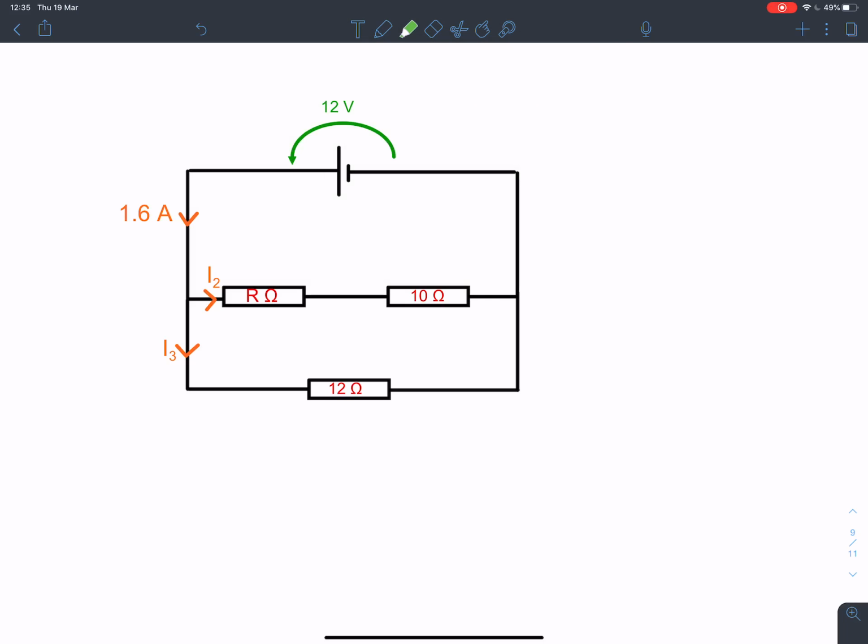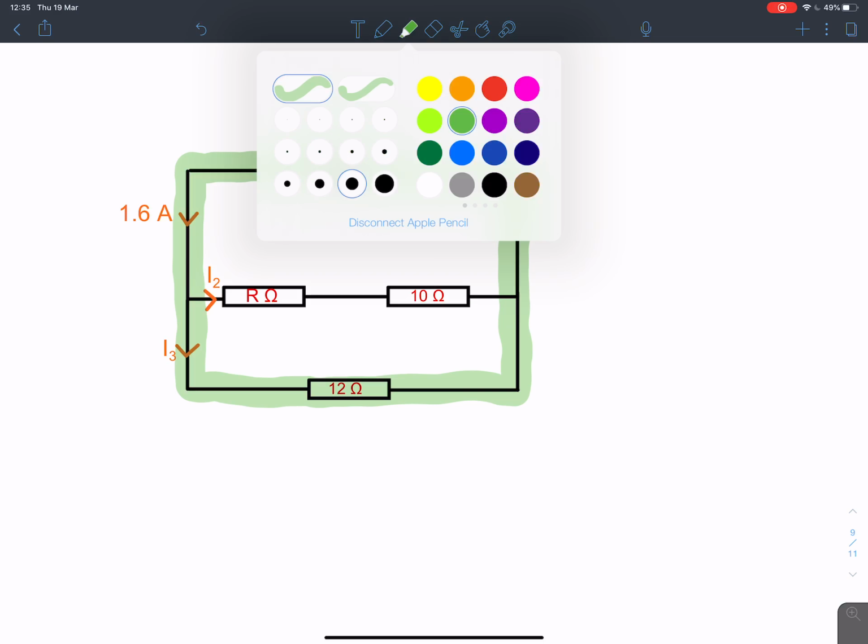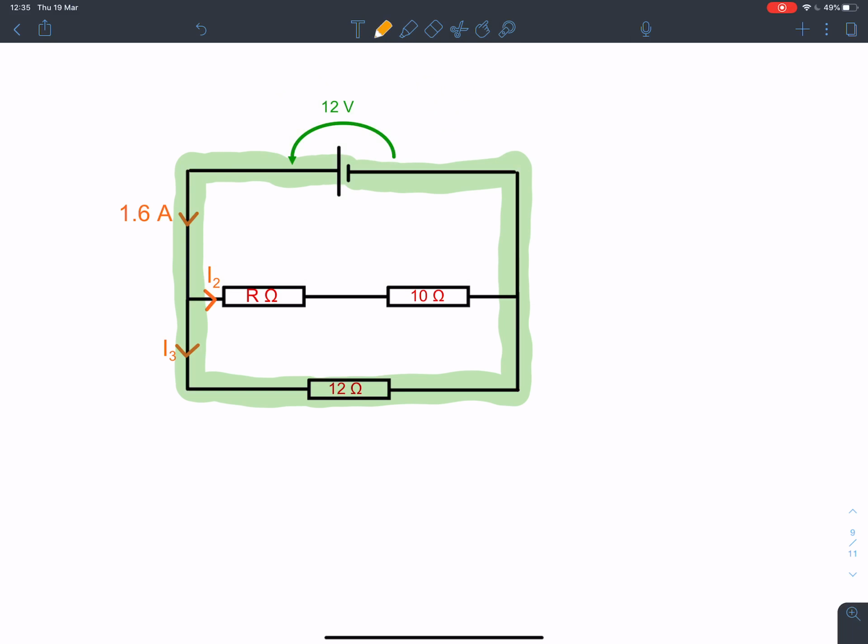So let's start with this closed loop down the bottom. Nice big one around the outside. Over here, we can say sum of EMFs equals sum of potential differences. So, let's start here. Well, I've got a 12 volt cell here.